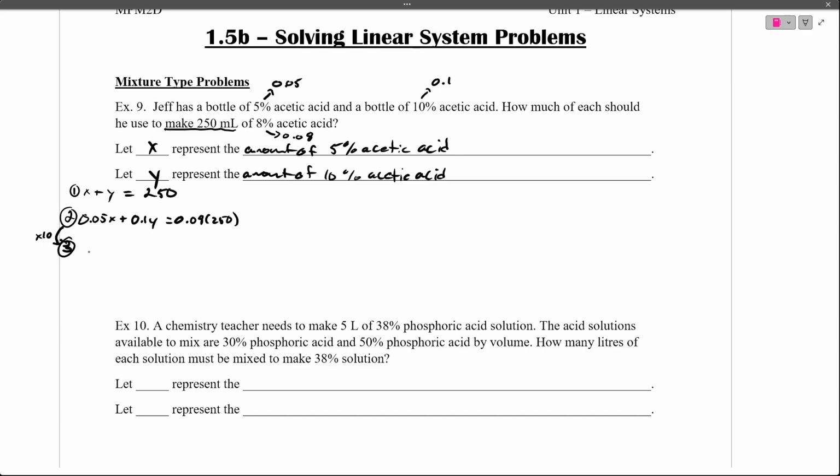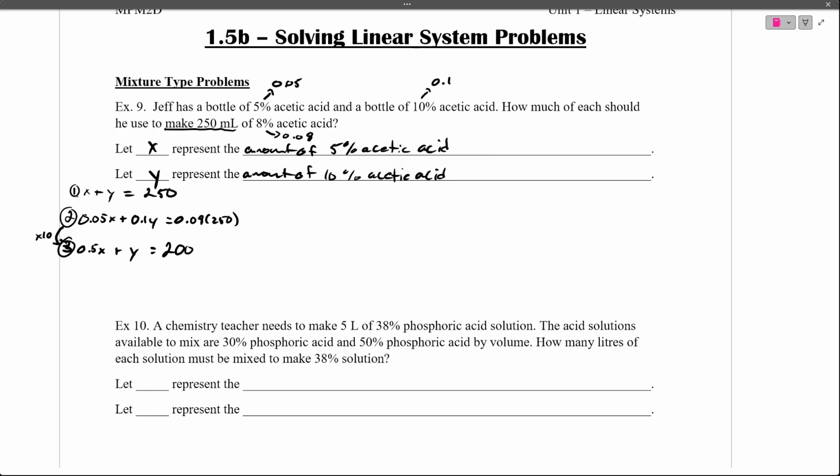So 0.05 becomes 0.5x plus 0.1 is just 1, so that's just y, is equal to, now we're going to move the decimal place over here. So this 0.08 becomes 0.8. Well, that's the same thing as 80%. 80% of 250 is 200.